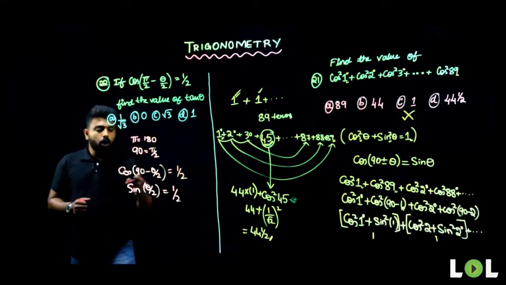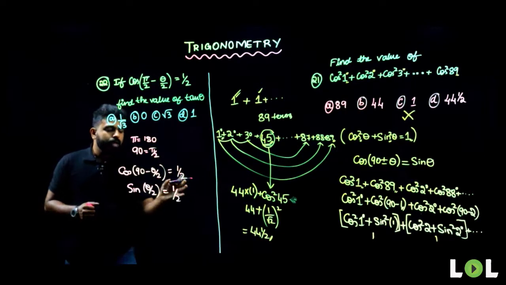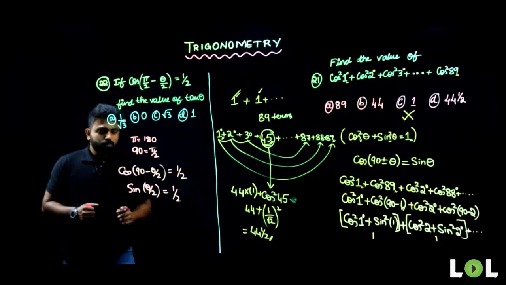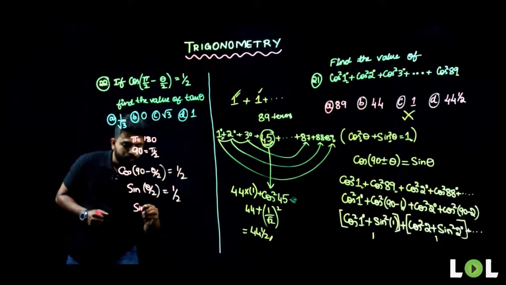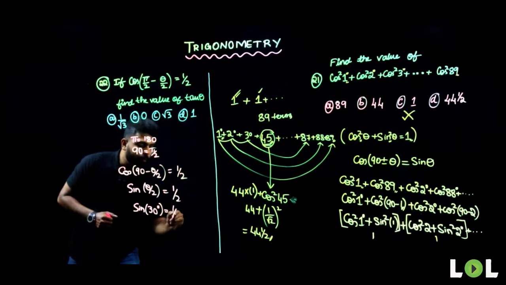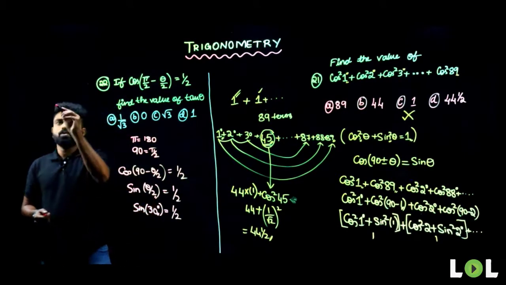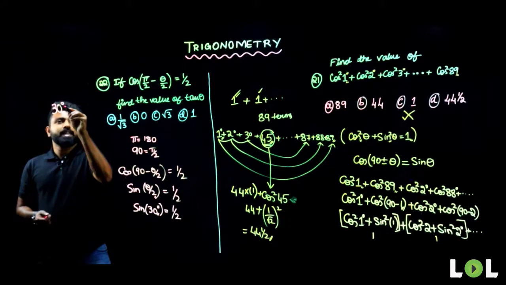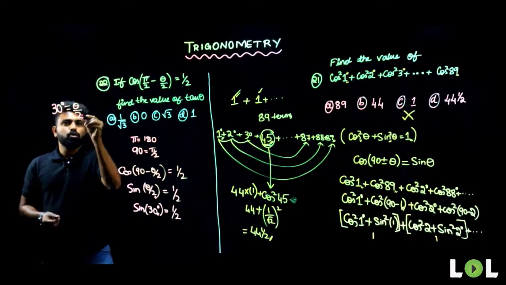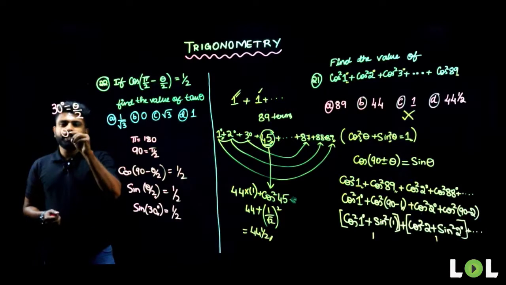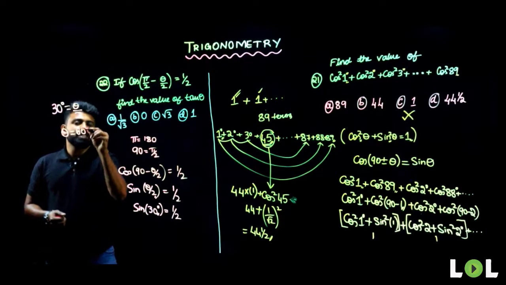So now, for what value of theta is sine theta 1 by 2? Sine of 30 degrees will be equal to 1 by 2. Am I right? So then, what does this mean? It means that 30 degrees is equal to theta by 2. So what will be the value of theta? Theta will be equal to 60 degrees.